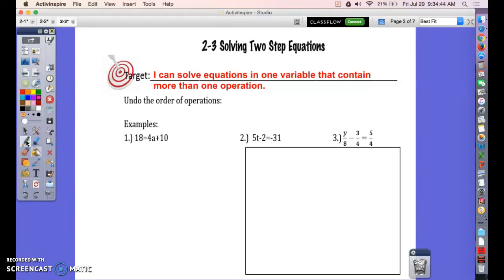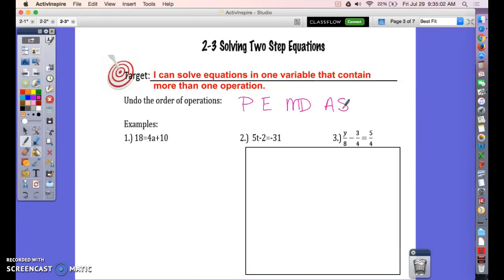In this lesson, we are focusing on how to solve equations with one variable that contain more than one operation. So remember our order of operations. We can remember it by thinking about Please Excuse My Dear Aunt Sally.